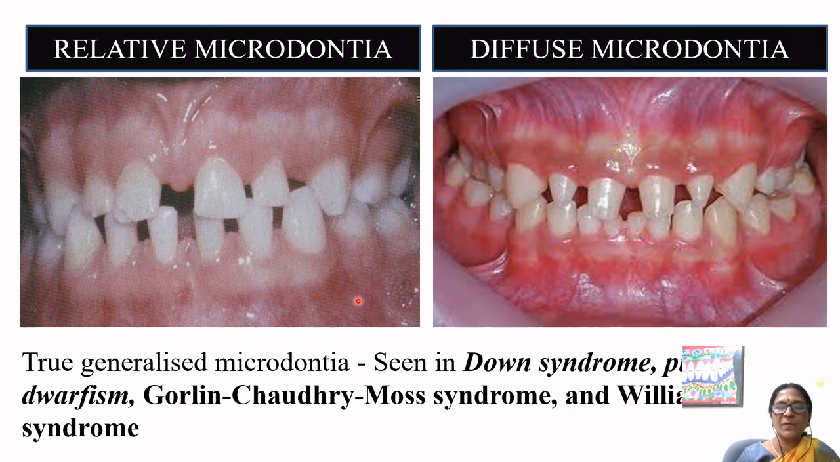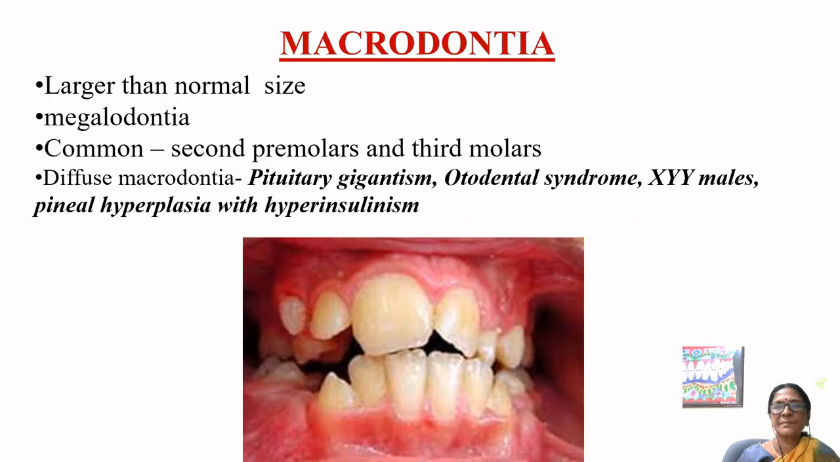Now true generalized microdontia is seen in Down syndrome, pituitary dwarfism, Cohen-Chowdhury-Morse syndrome and Williams syndrome. Macrodontia is larger than normal size teeth. Megalodontia is commonly seen in the second premolars and the third molars, and diffuse macrodontia may be seen in pituitary gigantism, otodental syndrome, XYY males, and pineal hyperplasia with hyperinsulinism.